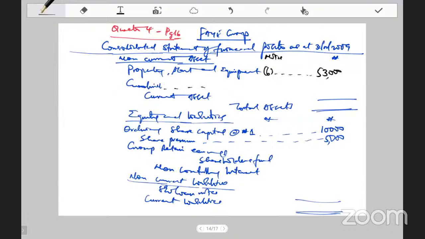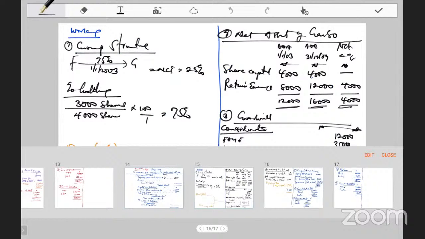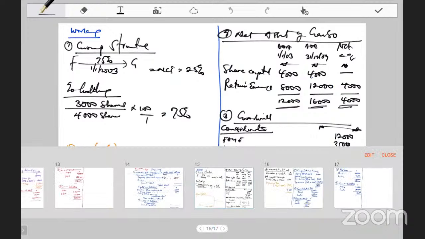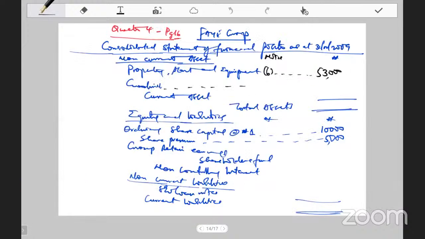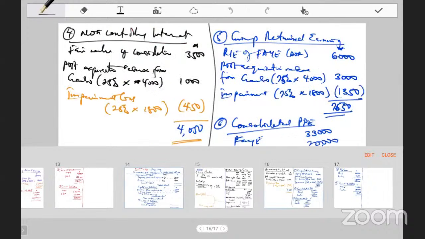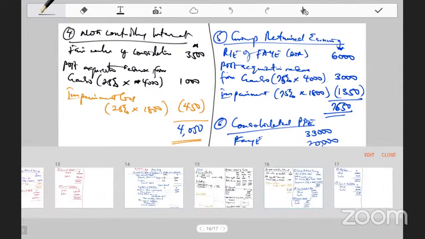What is my goodwill? Note what is my goodwill, please? Note 3. My goodwill is note 3, and the amount is 1,700. Then my current asset should be note 7. Note 7, how much is that? 20,000.